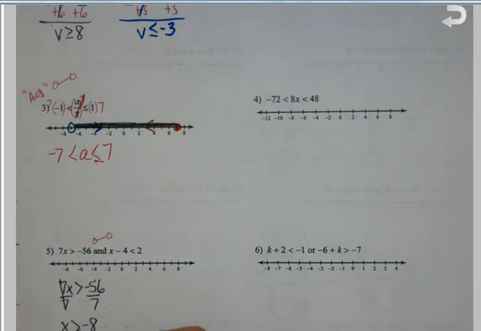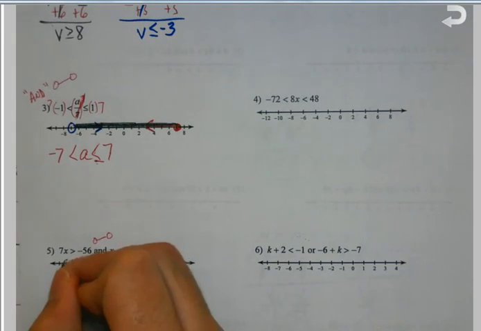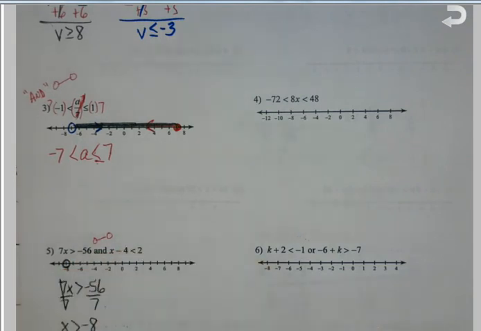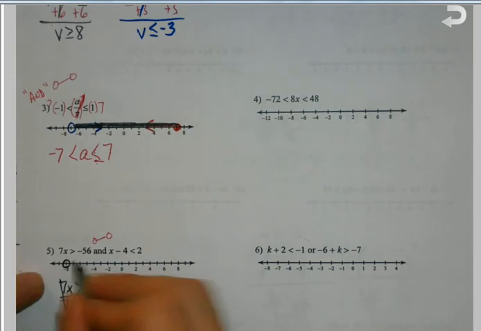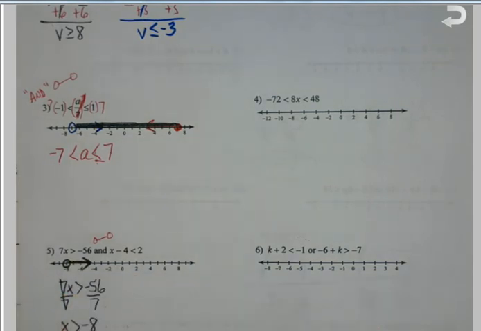So x is greater than negative 8. No line underneath, so it's open. Arrow is eating the x, which means greater than, which means we're heading that way. Then I'm going to do my other one.